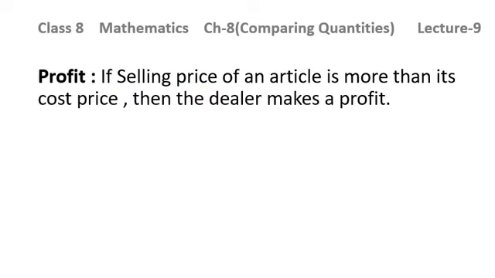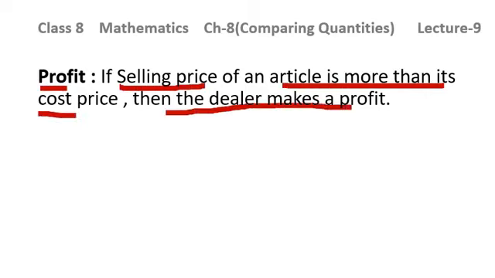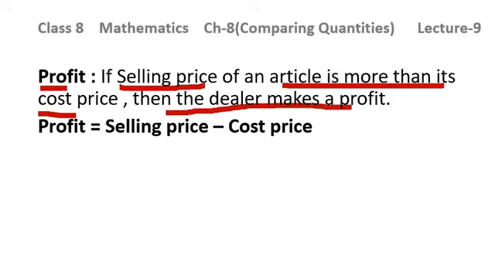Now coming to the profit part. In this example I told you that you are selling an article for rupees 1000 and you have purchased it for rupees 900. Here SP, that is selling price, which is rupees 1000, is greater than the cost price of 900. So in this case you will have a profit of rupees 100. So this is the concept of profit. What do you mean by profit? If the selling price of an article is more than its cost price, then the dealer makes a profit. And profit is given by this formula: selling price minus cost price.